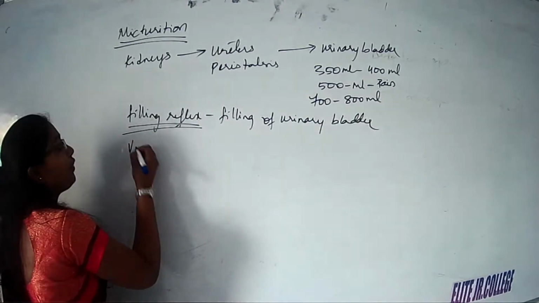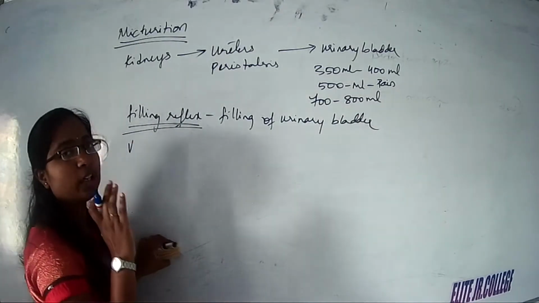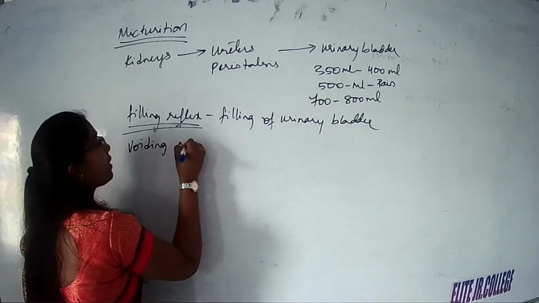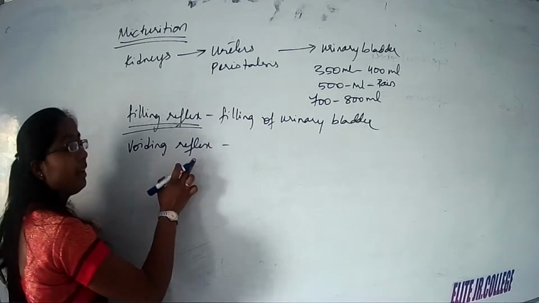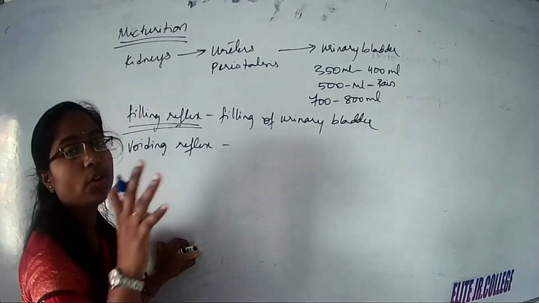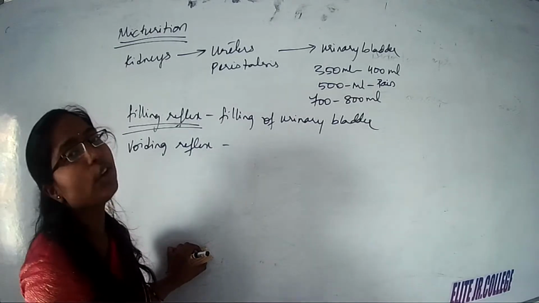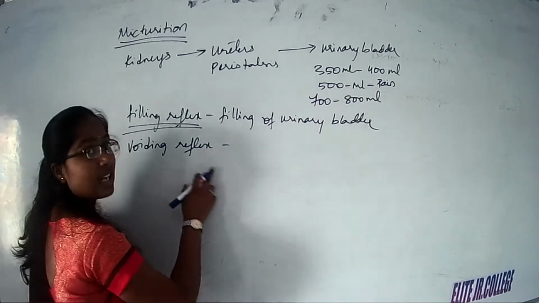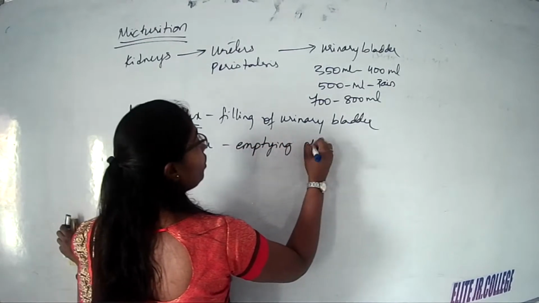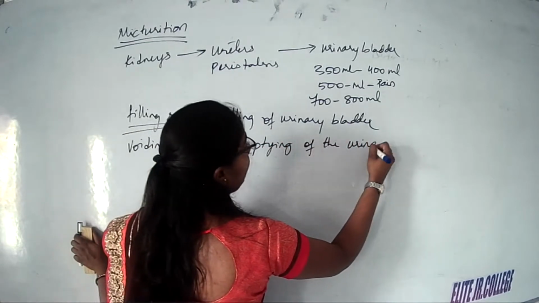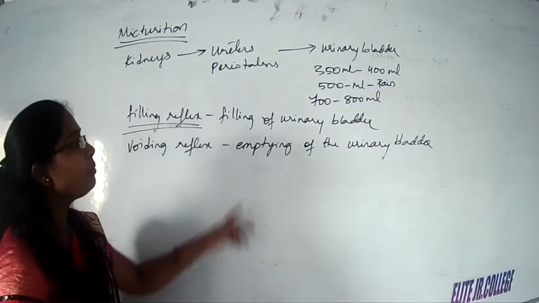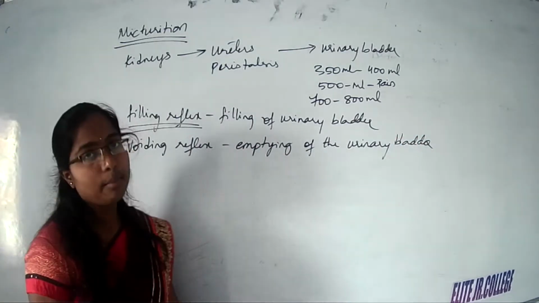And after the filling reflex is done, after the urinary bladder is full, then the voiding reflex is going to occur. Voiding reflex is the reflex which is going to cause the emptying of the urinary bladder.